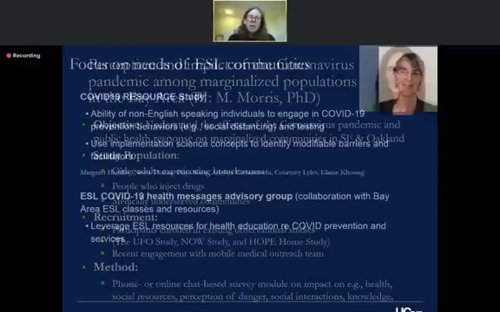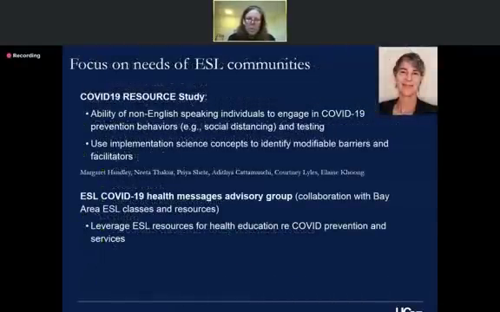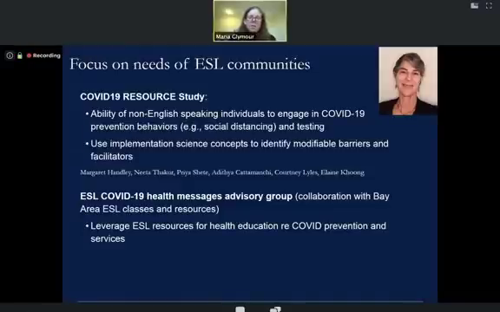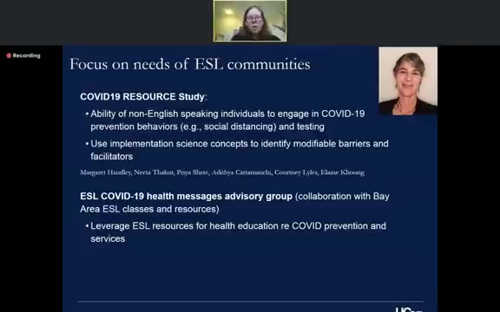Dr. Margaret Hanley, who's a leader in our educational initiative on implementation science, has a few initiatives, including with her colleagues on the COVID-19 resource study, which focuses on English as a second language or non-English speaking individuals, making sure that they have the resources to engage in preventive behaviors like social distancing and testing, and really focuses on using implementation science concepts to address modifiable barriers and facilitators. Margaret's also working with ESL resources and training programs to get health education out to help this community understand COVID prevention and access services. Next slide.